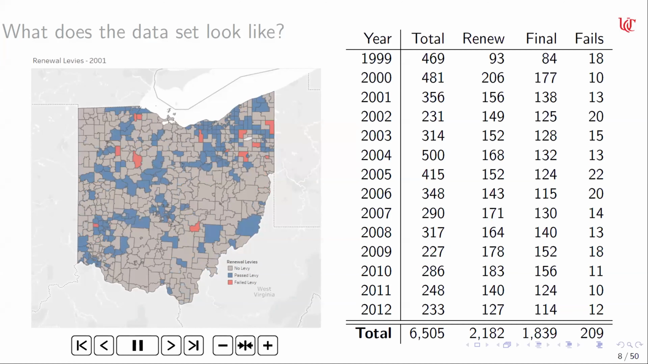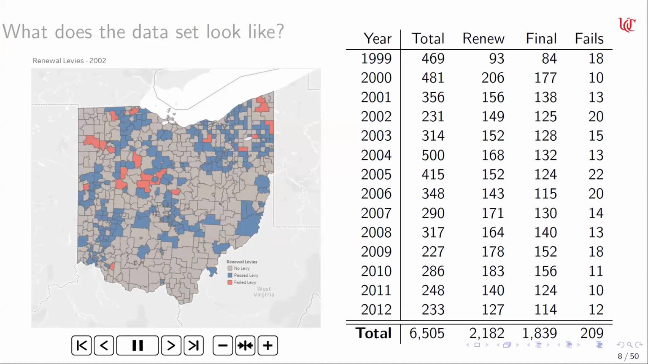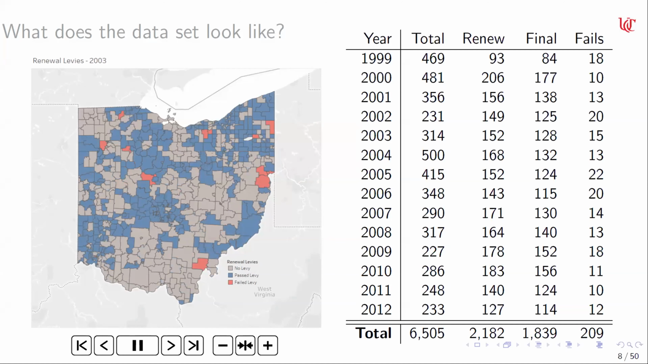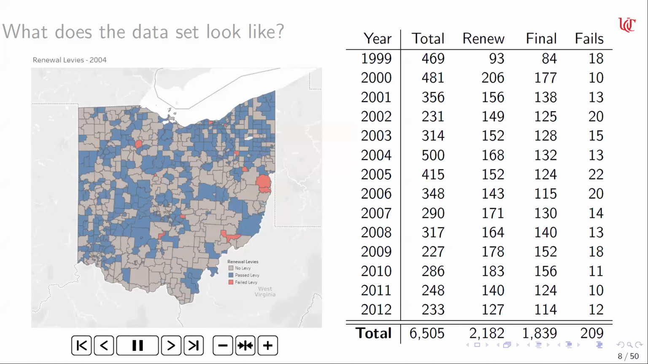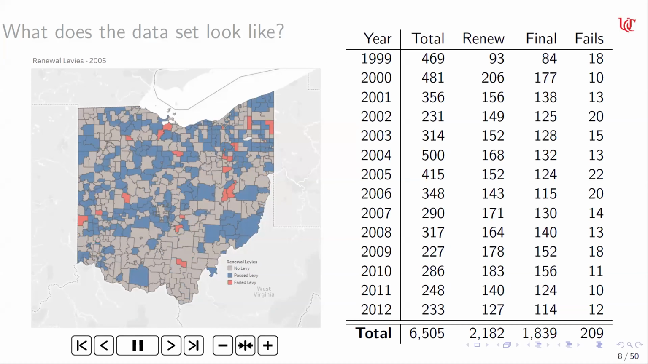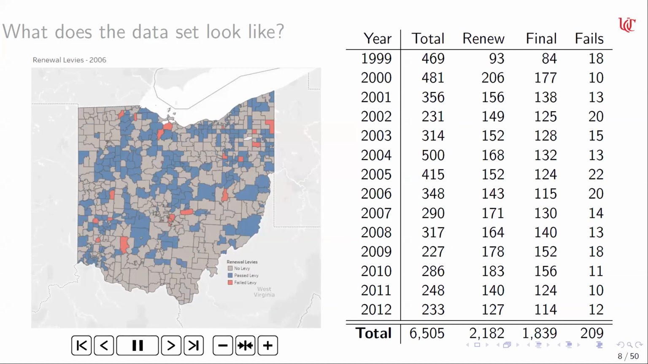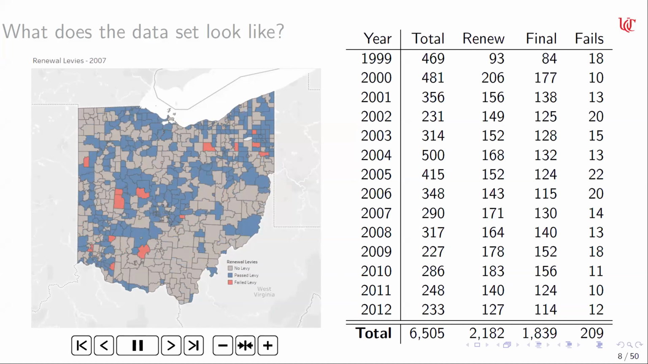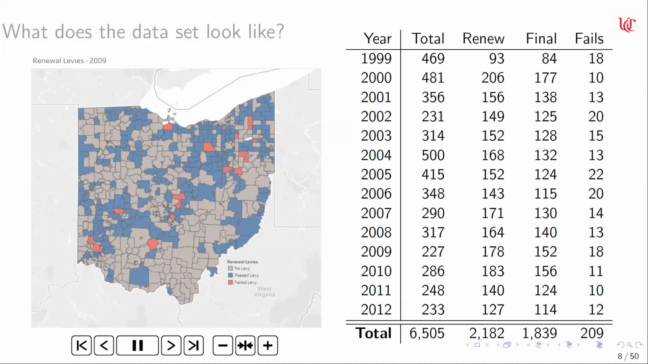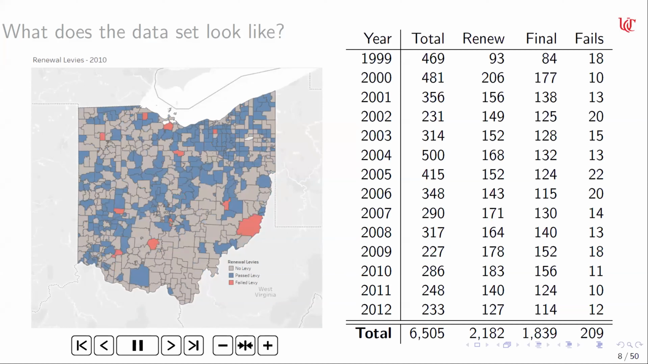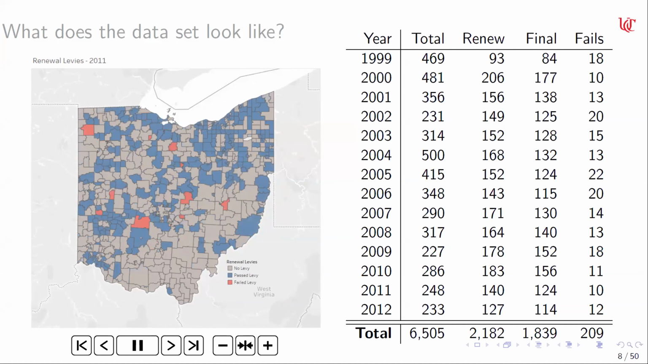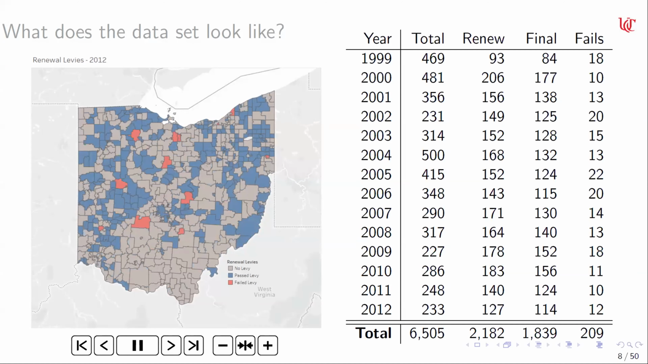And if we look over on the right, we have what year it is. Total is how many total levies there were in that year. Renew is how many of those were renewal levies. And then final is how many I had to cut to get down to 1 renewal levy per district per year. And then over in the far right is the number of failures. So you would expect the number of passages to be greater than the number of failures, which is the case here.